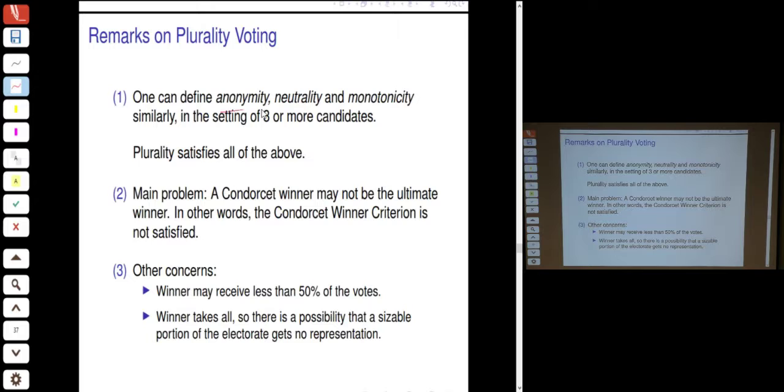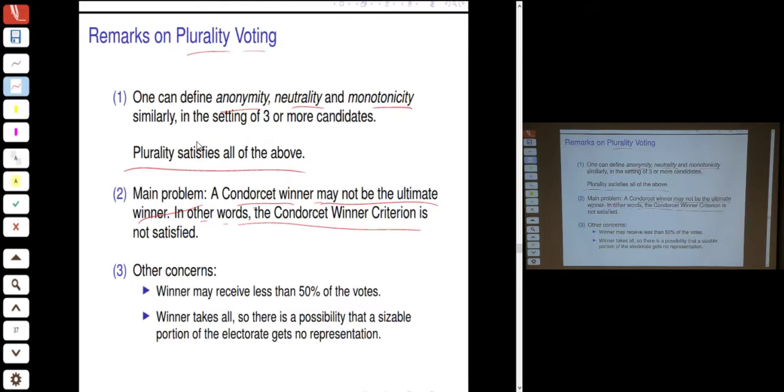So, one can define anonymity, neutrality and monotonicity in the setting of 3 or more candidates on similar lines to 2 candidates, and plurality satisfies all these natural properties which we can expect out of a social choice function. But the main problem with plurality is that the plurality voting method does not satisfy the Condorcet criterion. That is, in other words, the Condorcet winner might not be the ultimate winner by the plurality voting method.